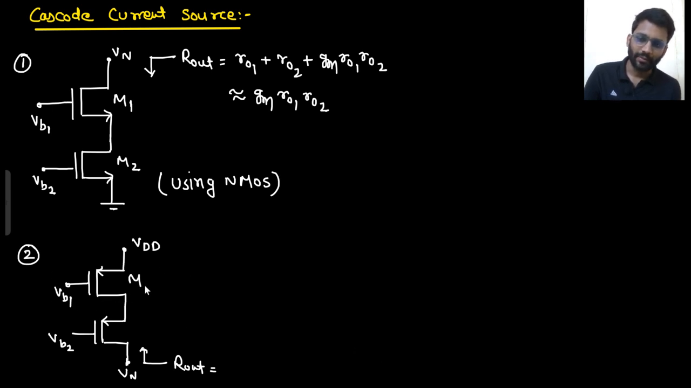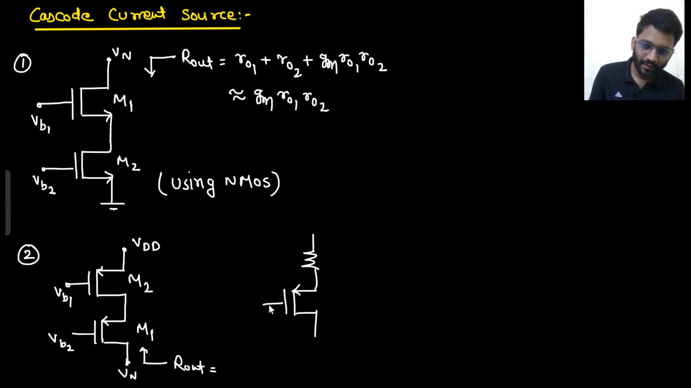Let's call this as M2, this as M1. What will happen to M2? VDD will be shorted, VB will be shorted. So VSG is gone. So M2 will be replaced with R02. Now M1 and in degeneration there is R02. Degeneration means this will be the circuit. VB2 will also be shorted. So this will be R02.